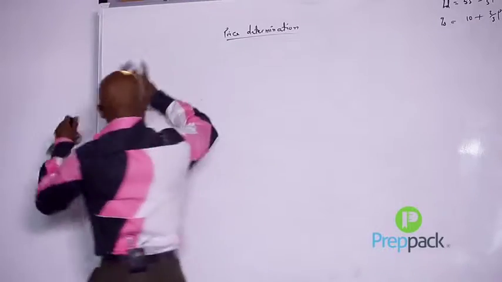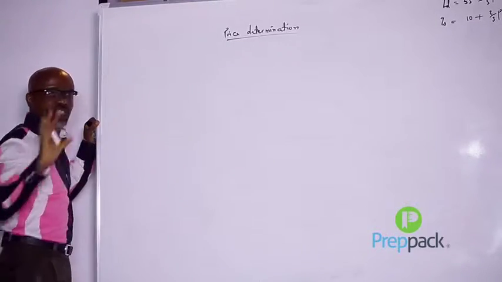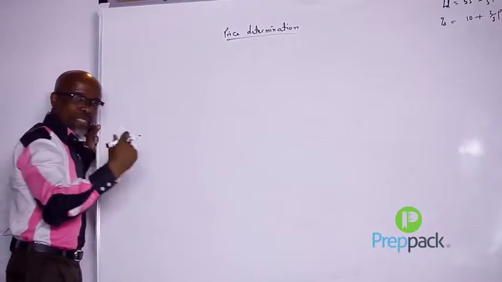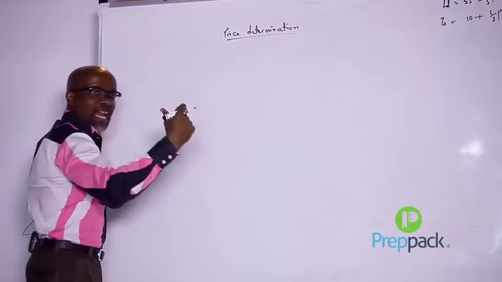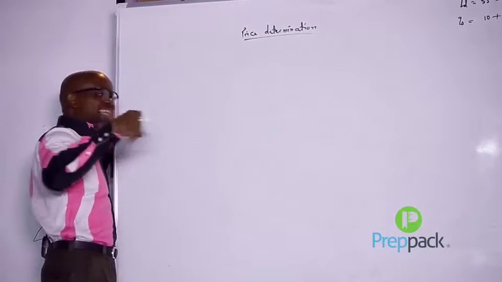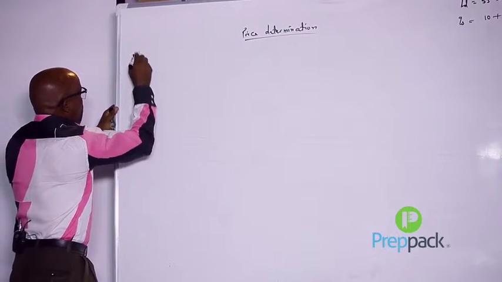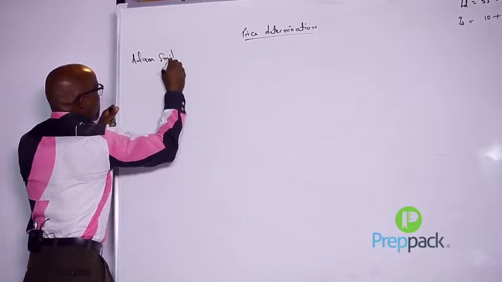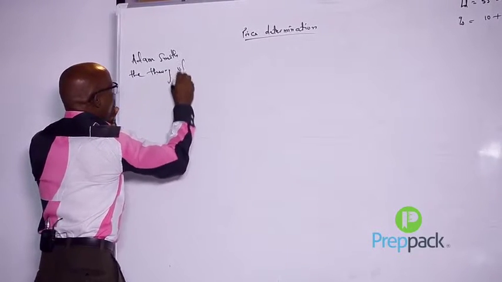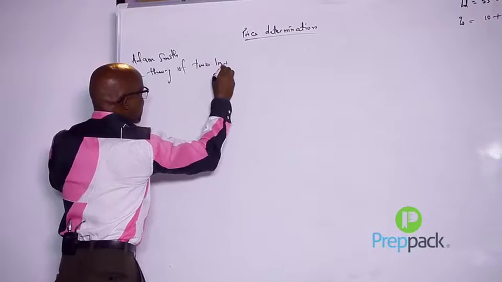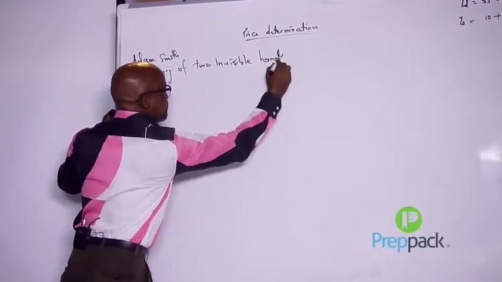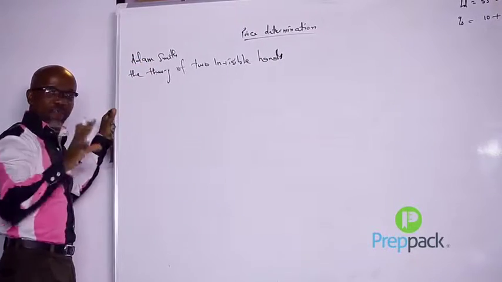Now, in a typical competitive market situation, we are meant to understand that the price is not determined by the buyer, not by the seller, but by the interaction between demand and supply. And that was exactly what Adam Smith refers to as what now? The theory of two invisible hands. Yes, the theory of two invisible hands.